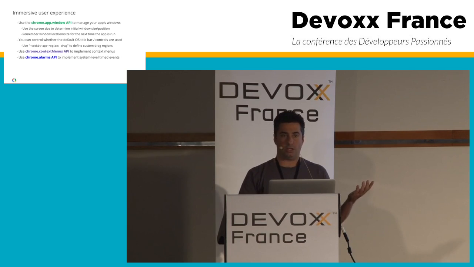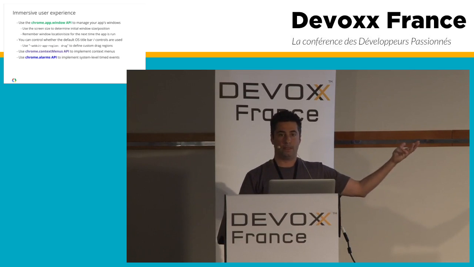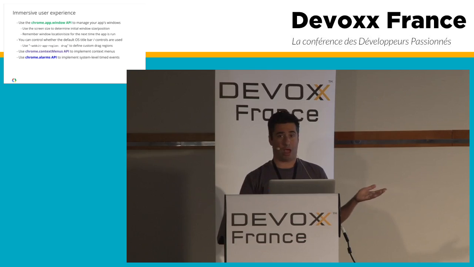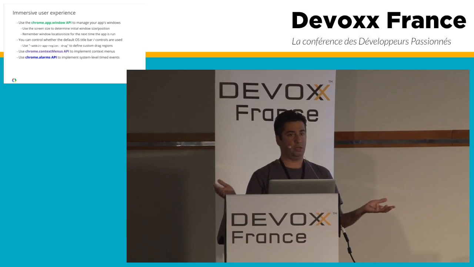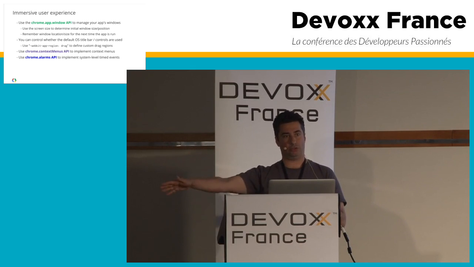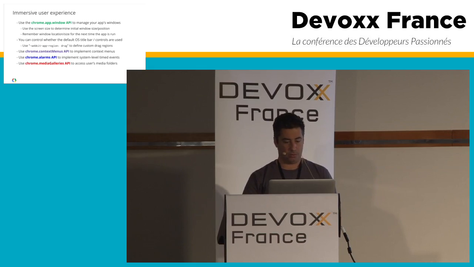There's an alarms API, so you can set an alarm to be called in the future. And again, this works whether your app is running or not. So you set an alarm, your app goes away, the alarm still fires, the runtime tells your app, hey, an event happened. So there are APIs for accessing the media galleries on the user's device. So for example, getting access to photos, movies, music, right? Again, all of this stuff is behind permissions, obviously. When you install your app, the Chrome Web Store says, hey, here's what the app wants to do, and you have to say yes or no. But, so all of this is secure.